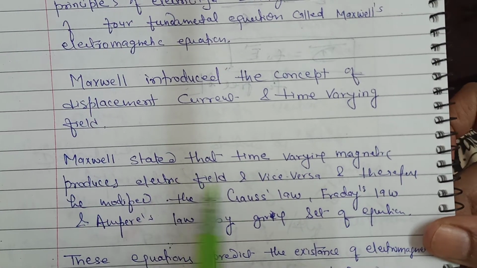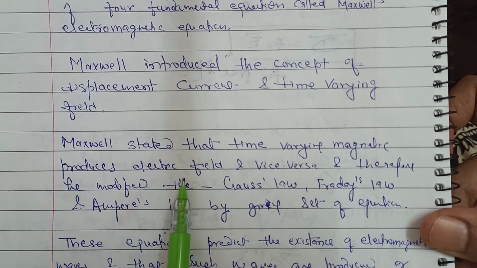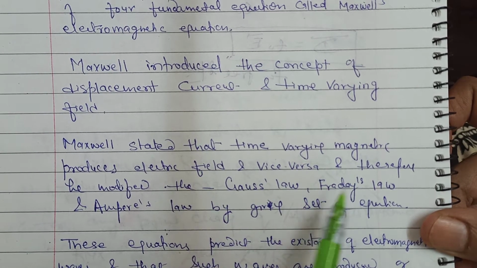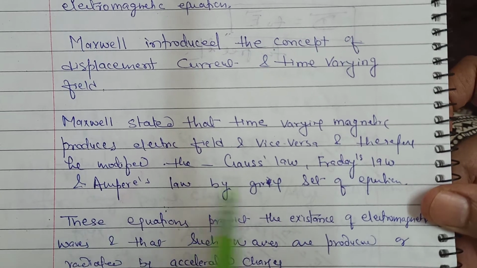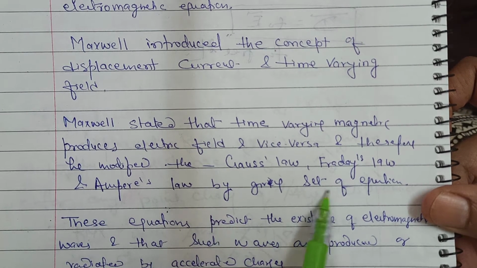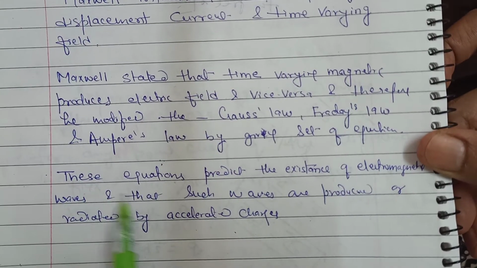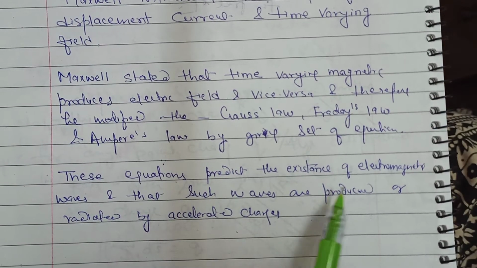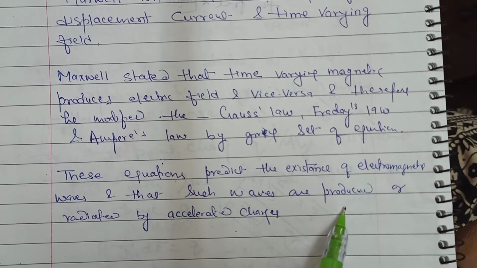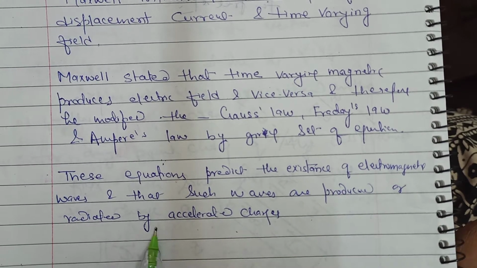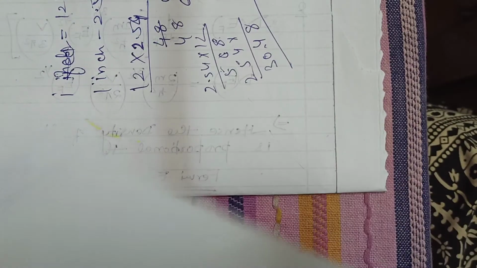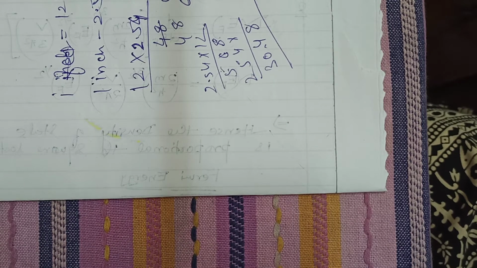He stated that a time varying magnetic field produces an electric field and a time varying electric field produces a magnetic field, and therefore he modified Gauss's law, Faraday's law, and Ampere's law by giving a set of equations. These equations predict the existence of EM waves, that is electromagnetic waves, and that such waves are produced or radiated by accelerated charges. Now we will see the differential form of Maxwell's equations in time varying field.